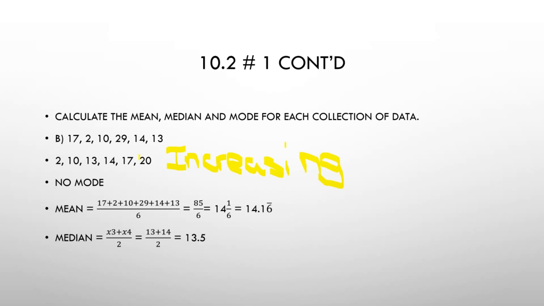Median, first you have to write your numbers in increasing order. And again, there are 6 numbers. So I look at my 2 middle numbers, and I add them together and divide by 2. So this time I get 13.5. Is that okay so far?